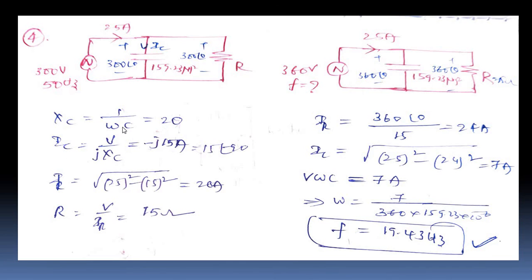If you substitute the Xc expression here, your current flowing through the capacitance will be V omega C, that is equal to 7 amps. Your omega is equal to 7 by V into C. V is 360 volts and capacitance value is 159.23 into 10 power minus 6. So from that your frequency will be 19.43 Hz.